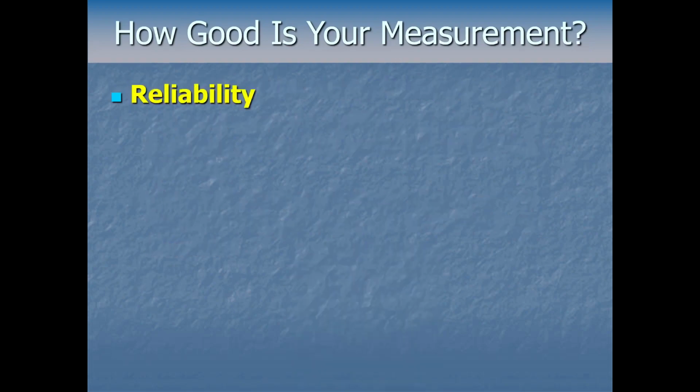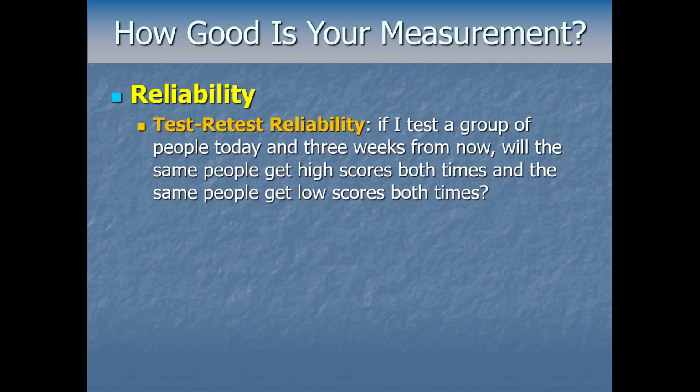Now, there are a few different types of reliability that we might care about for a study. So I'm just going to give you a few examples. First, there's test-retest reliability. Like if I test a group of people today, and then again I test those people 3 weeks from now using the same measurement, will the same people get high scores both times?